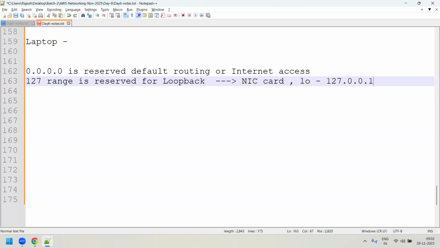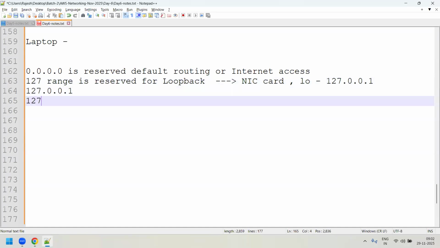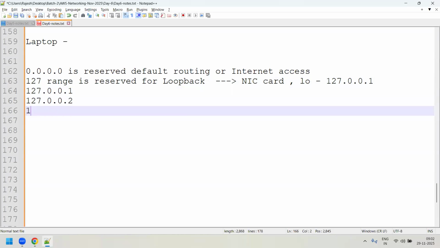Suppose you have 2 or 3 NIC cards in your system. One NIC card will have the loopback address 127.0.0.1, and another NIC card will have 127.0.0.2, like this. It depends upon the number of NIC cards you have in your system. But by default, in our laptop we have only one NIC card, and the default loopback address is always 127.0.0.1. So that is always reserved for loopback. We can't use it for any other purpose.